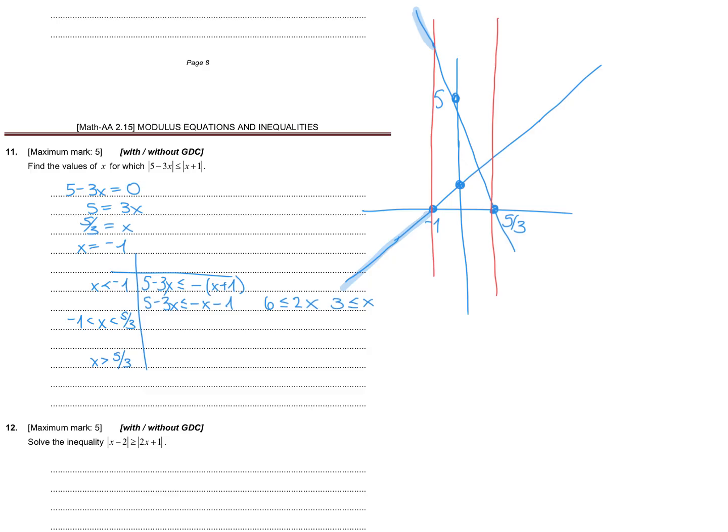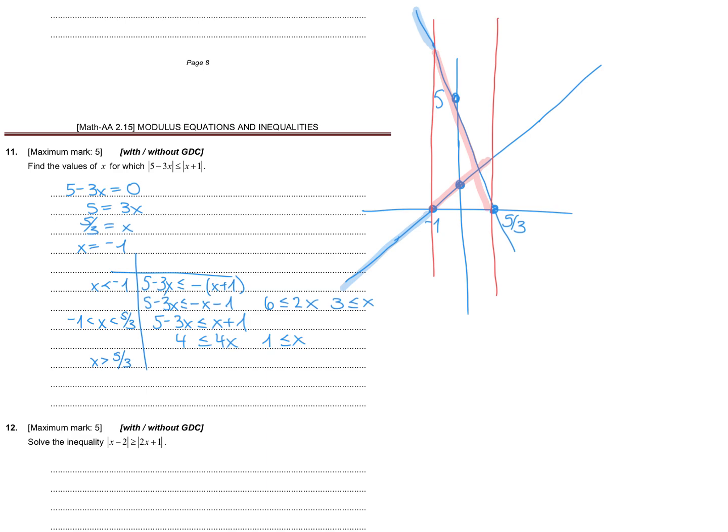All right, in between −1 and 5/3, they're both above the x-axis. So we're going to have 5 − 3x is less than x + 1, both positive. So we're going to have 4x and 4, so x is greater than or equal to 1.